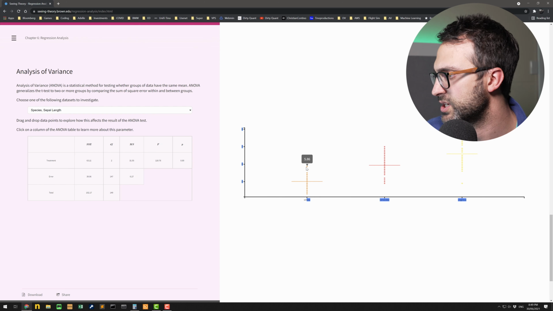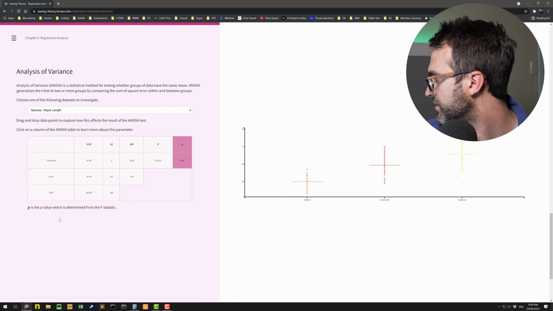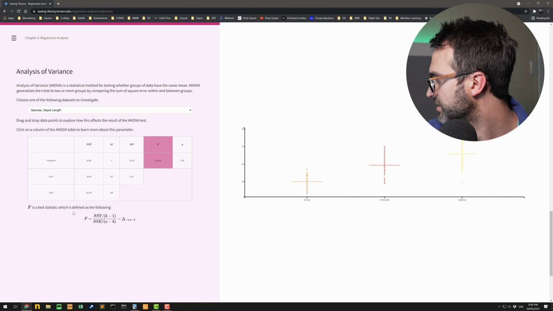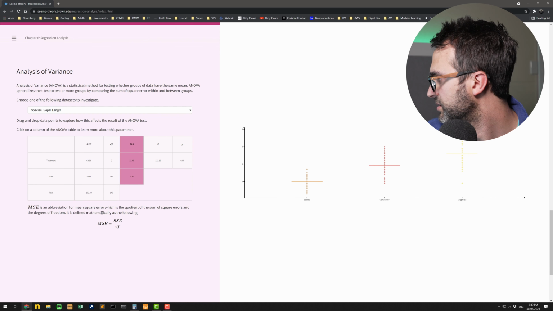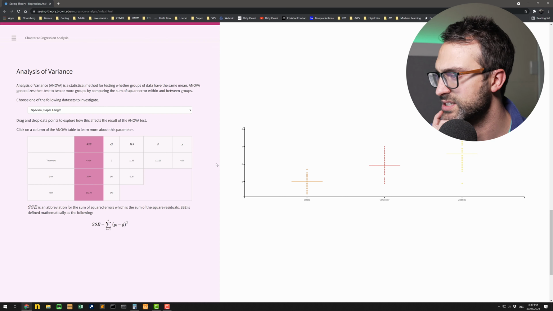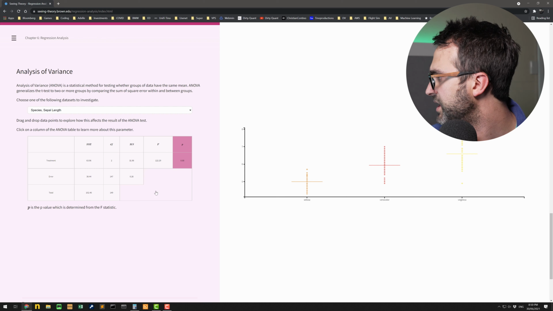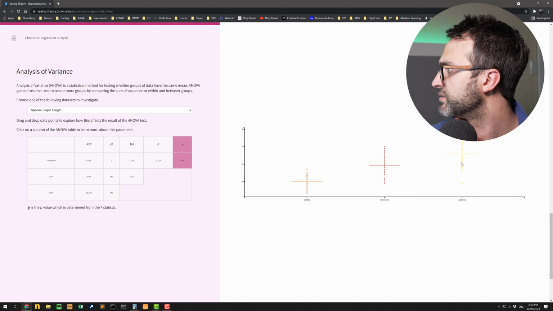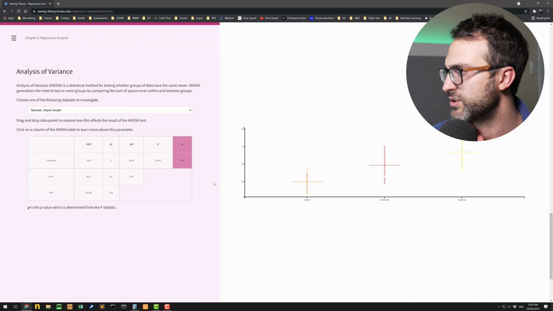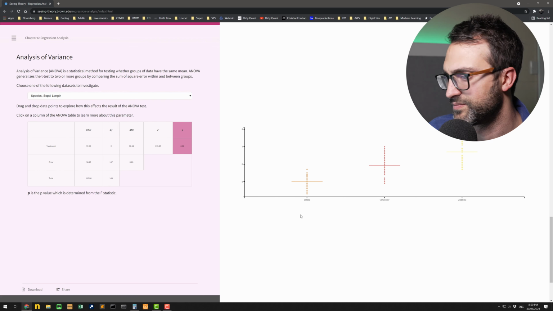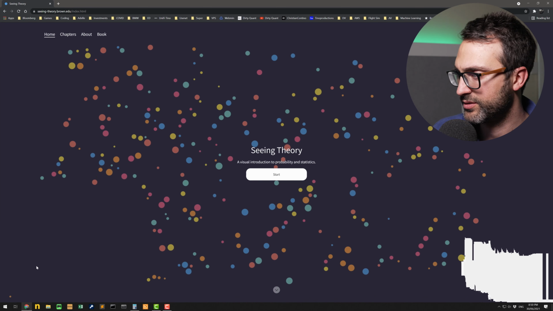So I can actually change this and this. The p-value is done by the F-statistic. F-stat, yeah. Mean squared error, degrees of freedom, sum of squared errors. Essentially each of these has a sum of squared errors. And then we have a p-value of rejecting it. The same mean? Well, I would say no. If I drag this up, these are clearly not the same mean, so I guess that is rejected. Cool. Look, that was awesome.